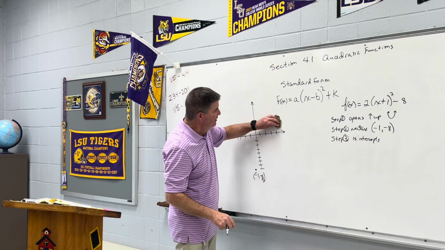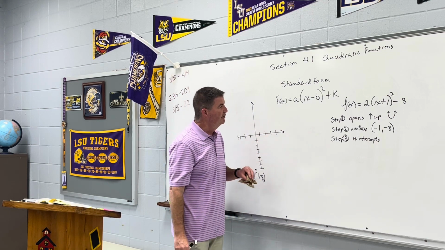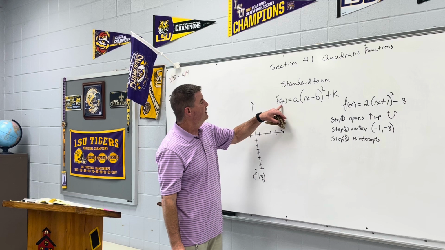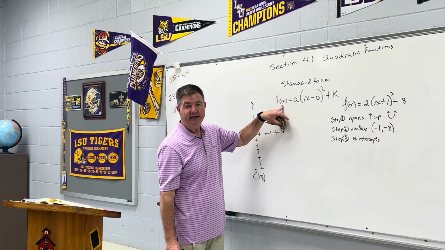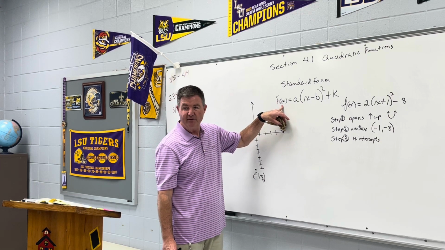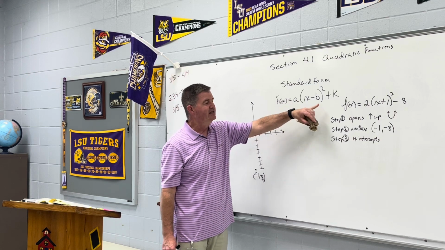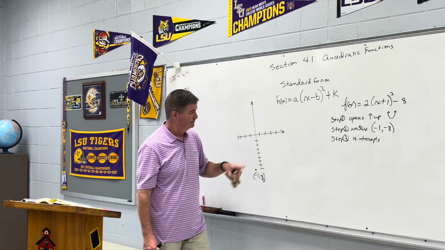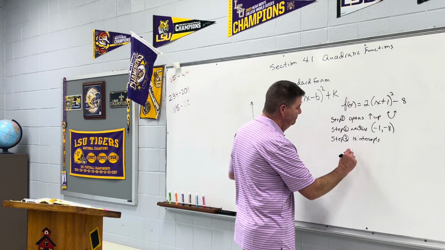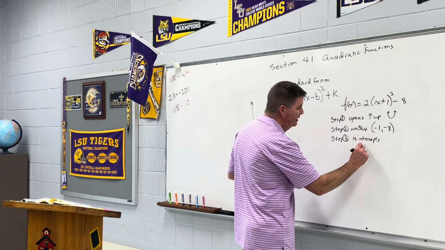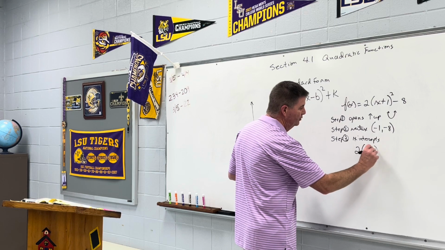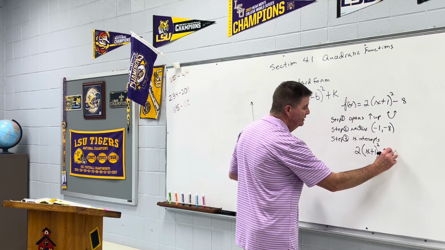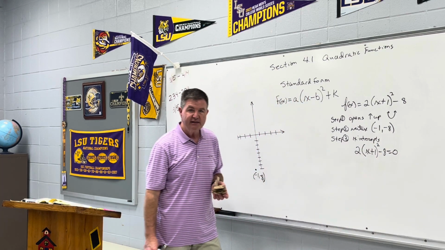So in order to find the x-intercepts, we set the equation equal to 0. We make the y 0, and then we solve. That will allow us to find the x-intercepts. So I make the equation equal to 0. 2 times x plus 1 squared minus 8 equals 0. And then we solve.